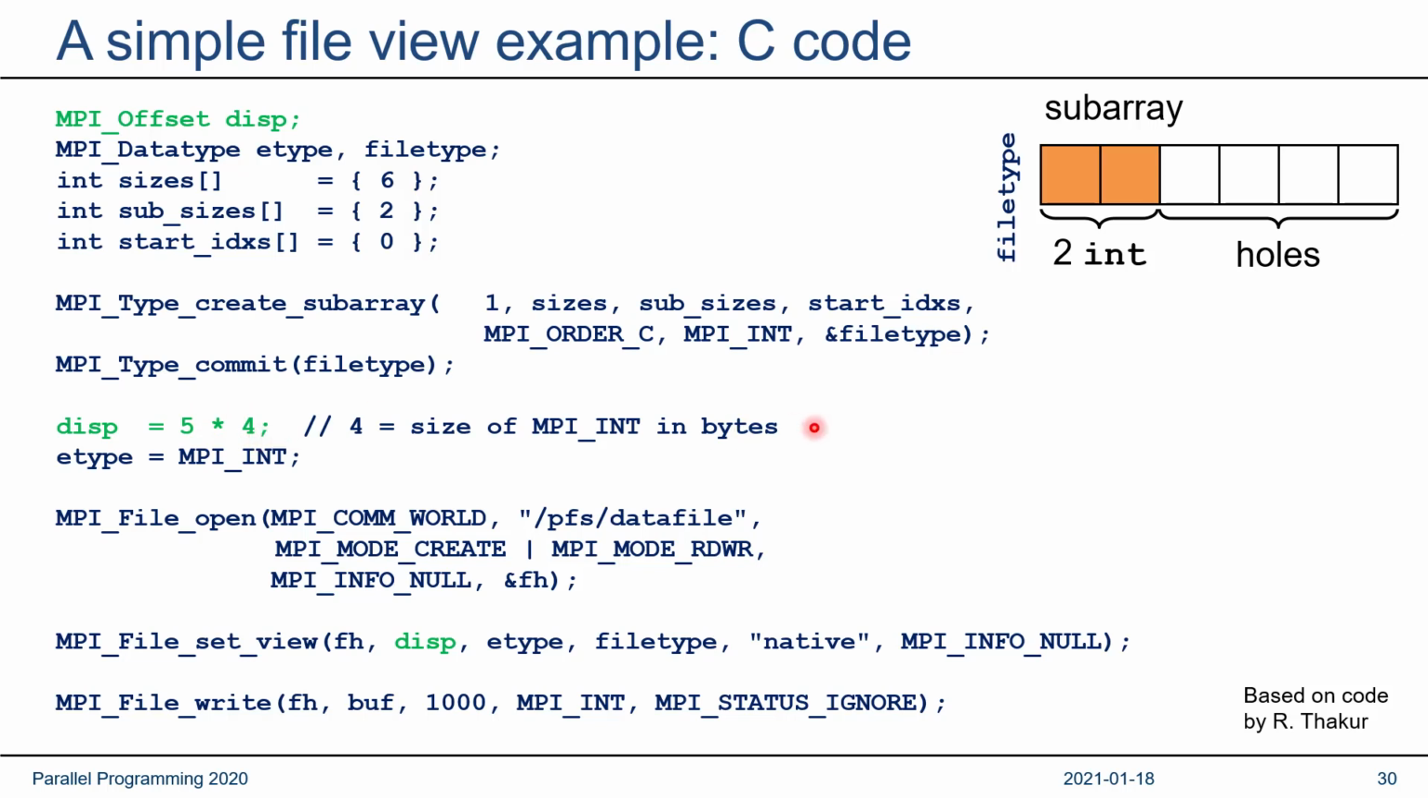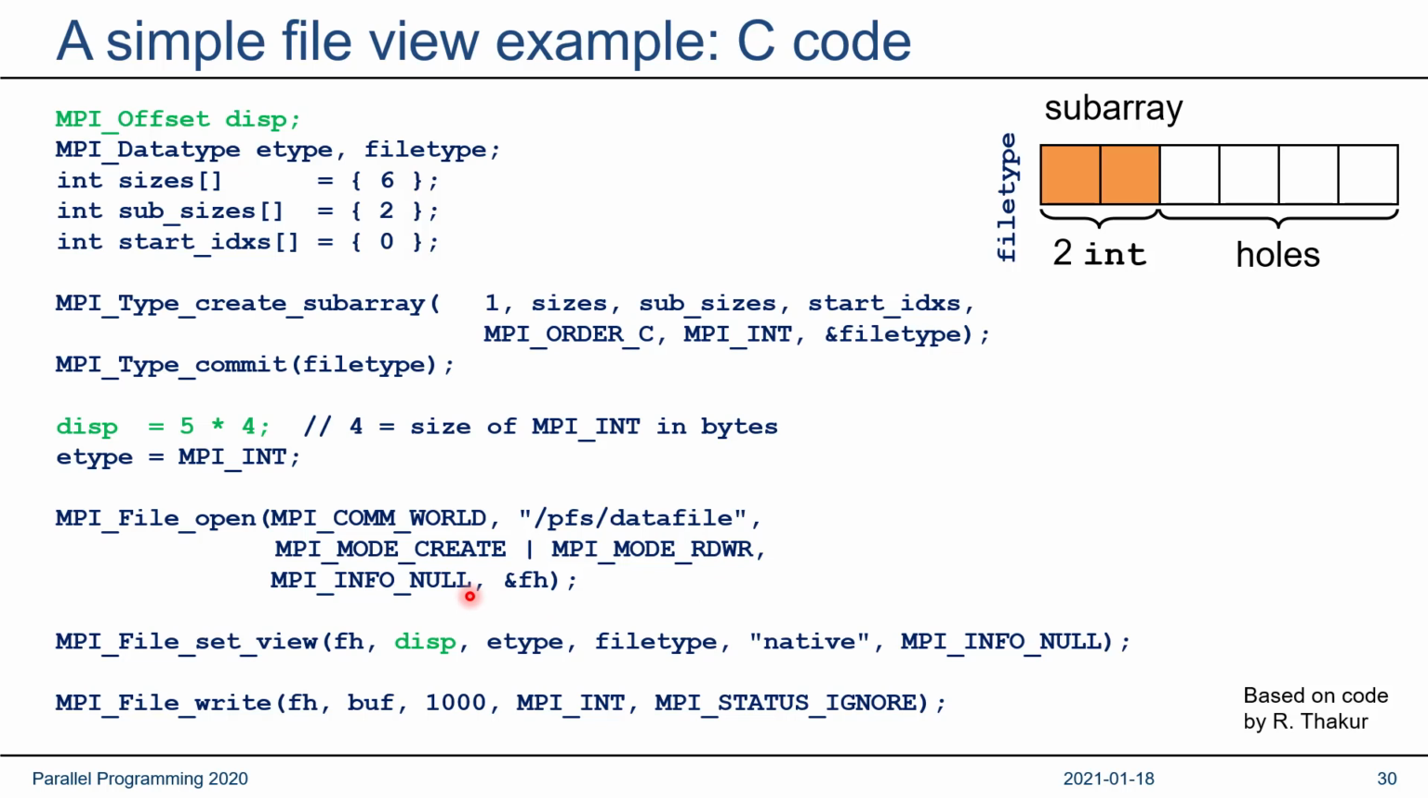Actually, that's not quite correct. To be correct, we have to use the MPI type size functions, but it works here in this way. The E-type is MPI int. So now we've got everything together to open the file on the communicator MPI comm world. This is our file name. And we want to create it if it doesn't exist, and we want to read it or write it. So MPI mode read write.